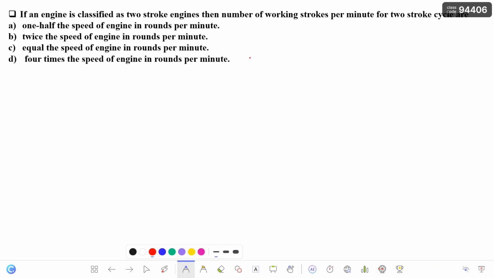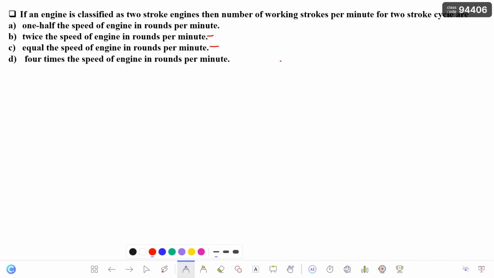Anybody wants to try this question? Equal, sir. Option B. Someone is saying option B and someone is saying option C. Okay, and anybody else? Option C. Other than B and C, anyone else? Option C, sir. So I think a majority of students are saying C. If someone is thinking it to be B, then let me explain.